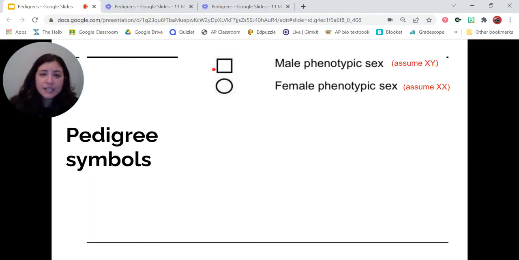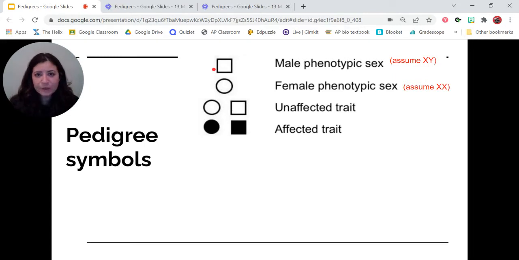As we've talked about, it's not always that simple, right? But for most of the problems you're going to be doing, that's the assumption you're going to be making, just so that you can actually do the problem. A trick I like to use to help you remember this is that females tend to be curvy, so females are circles.